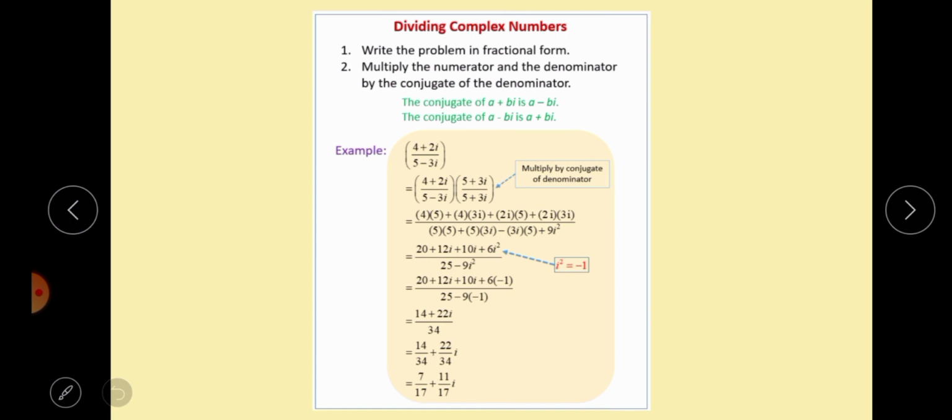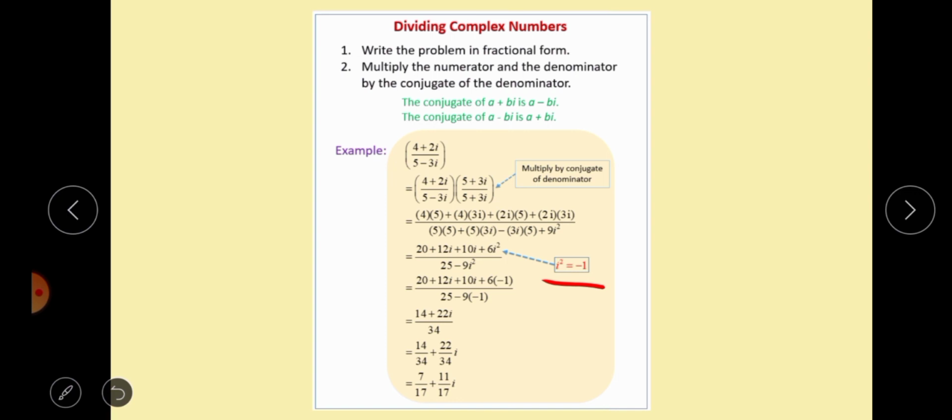4 times 5 is 20. 4 times 3i is 12i. 2i times 5 is 10i. And 2i times 3i is equal to 6i squared, over 5 times 5 is equal to 25. 5 times 3i is equal to 15i, and 3i times 5 is equal to 15i. So 15i minus 15i is equal to 0, plus 9i squared. So we have 20 plus 12i plus 10i plus 6 times negative 1, because i squared is equal to negative 1, over 25 minus 9 times negative 1.